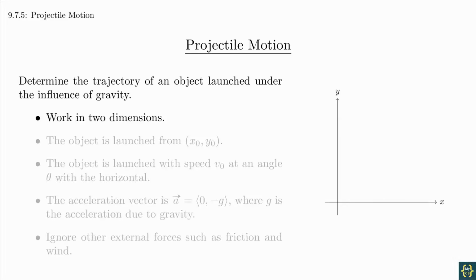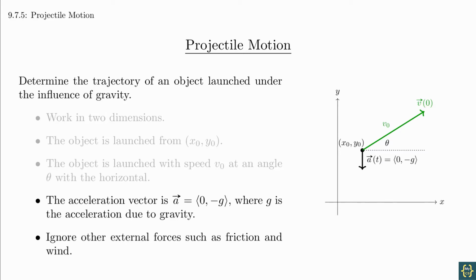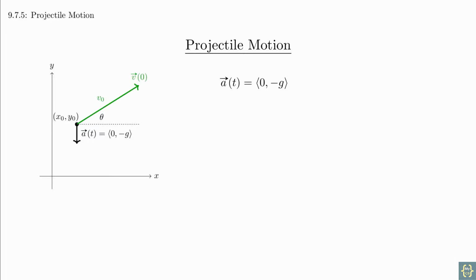We are in 2 dimensions. The object is launched from the position x0, y0. The object is launched at a speed v0 at an angle theta with the horizontal. The acceleration is 0, negative g. Since we know the acceleration, we can integrate that to get velocity. Notice that we need to solve for the constants of integration, which we have called v0x and v0y.